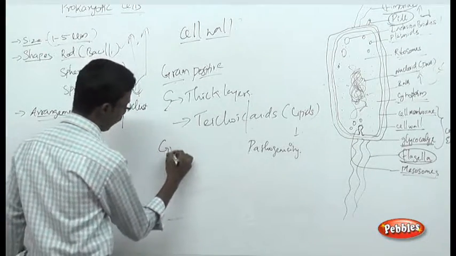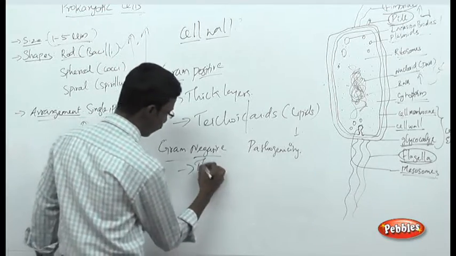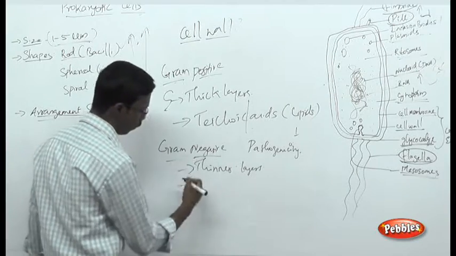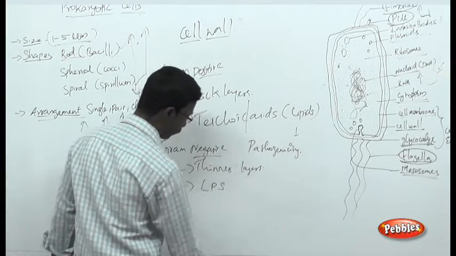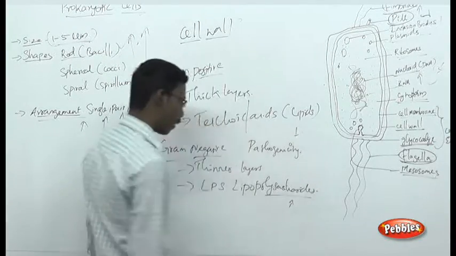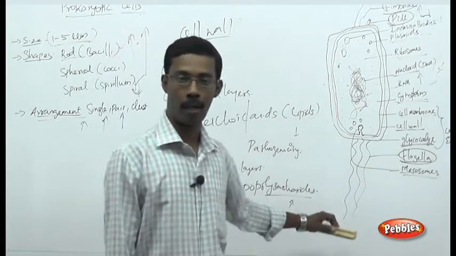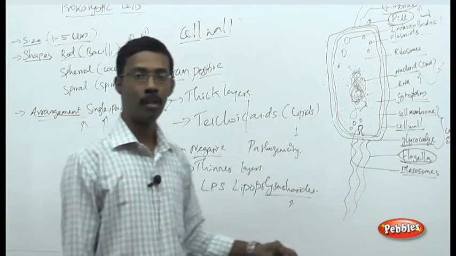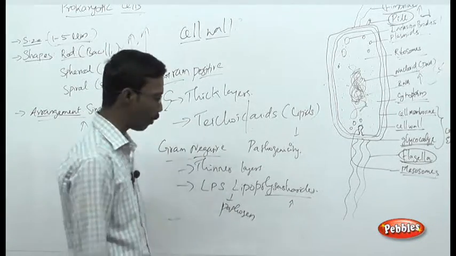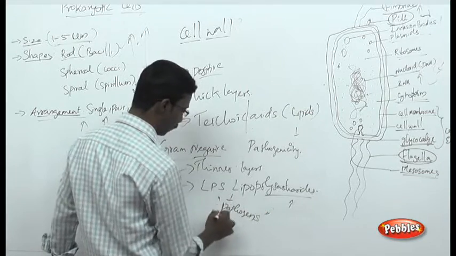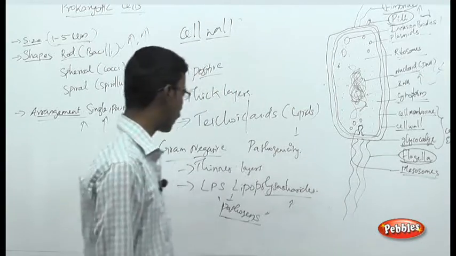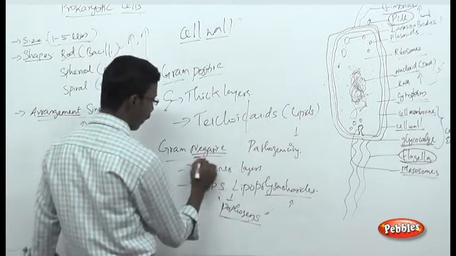Okay, so in the case of gram negative, they have thinner layers of peptidoglycan, and the point you have to remember over here, they don't have teichoic acid, but they have structures called LPS, or lipopolysaccharides. These lipopolysaccharides make those gram negative bacteria potential pathogens. So most of the human pathogens belong to gram negative bacteria because of the presence of the lipopolysaccharide layer present in the cell wall of the gram negative bacteria.